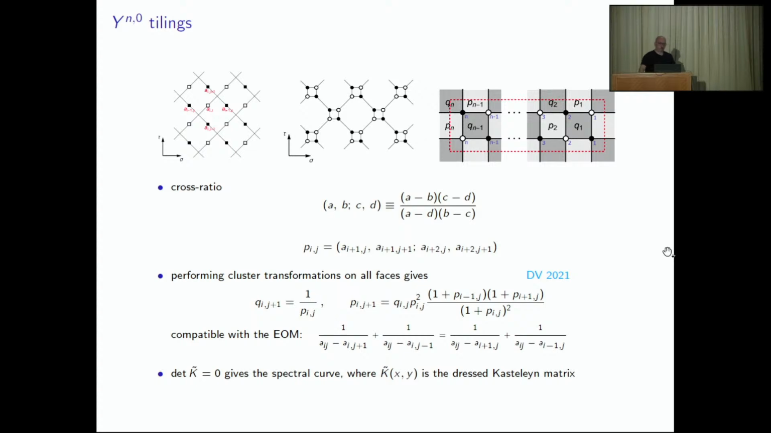Now you can start to perform cluster transformations. These are the urban renewal transformations, and you can figure out how they act on the dynamical variables P and Q. And this is what you get. So you see that the P and Q variables form a Y system.